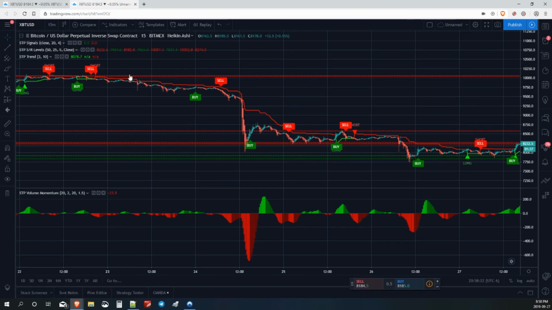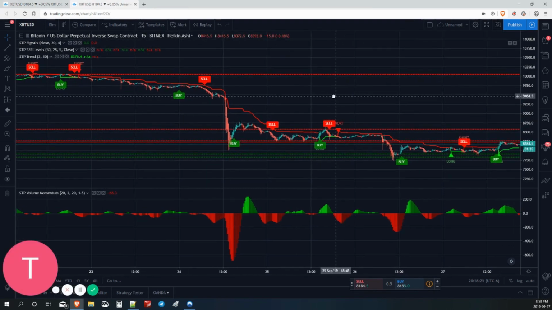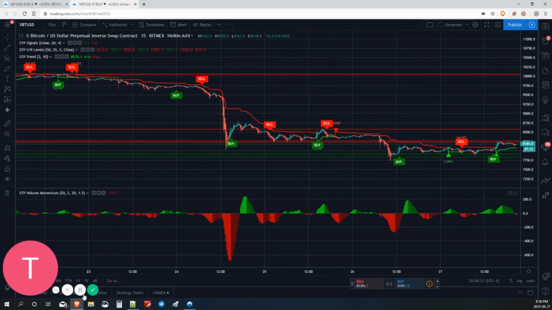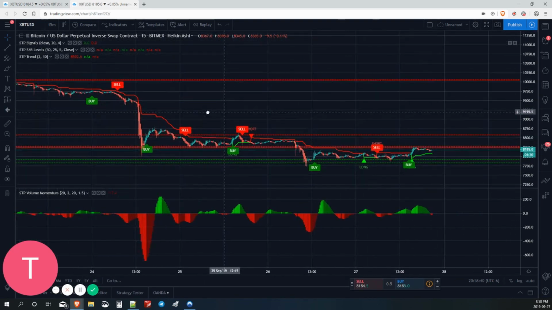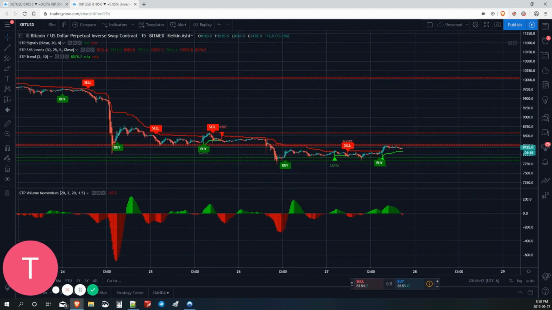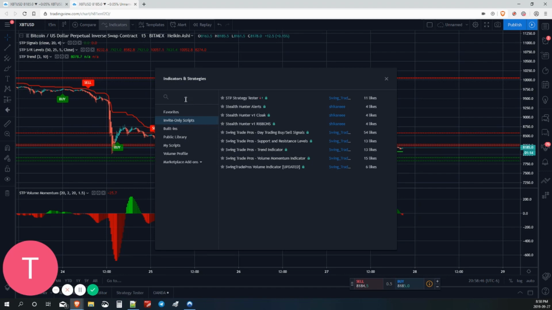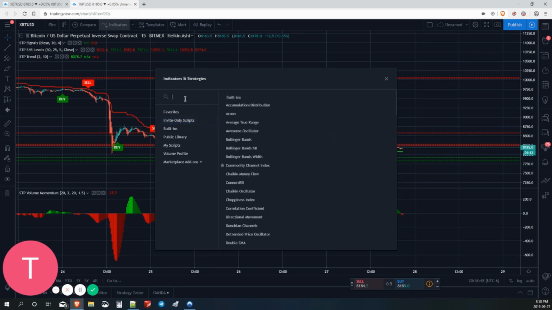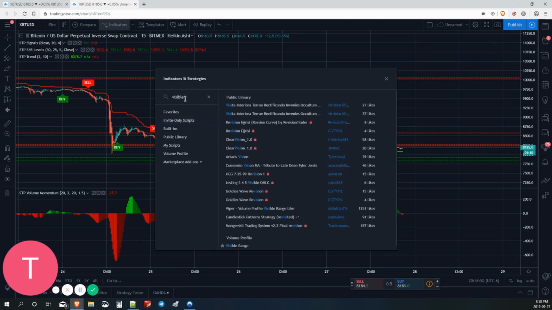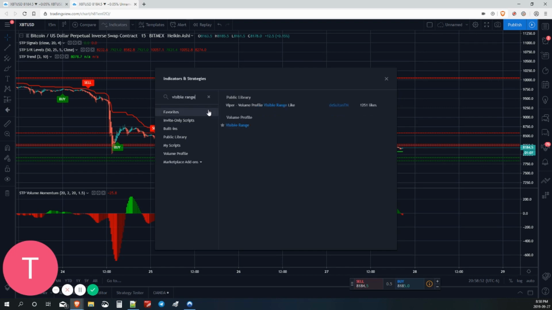So let's go back here and get into it. Okay, so what we'll do now is start loading a few base indicators from TradingView. The first one that I like here is called visible range. So, volume profile visible range.